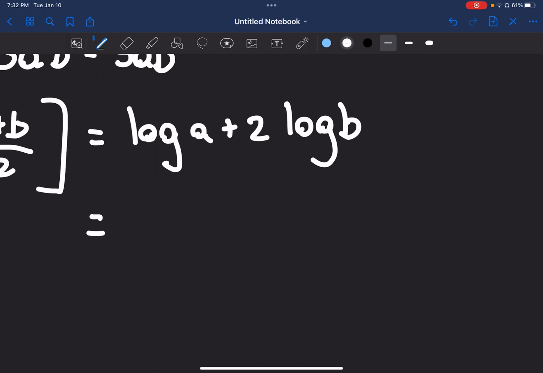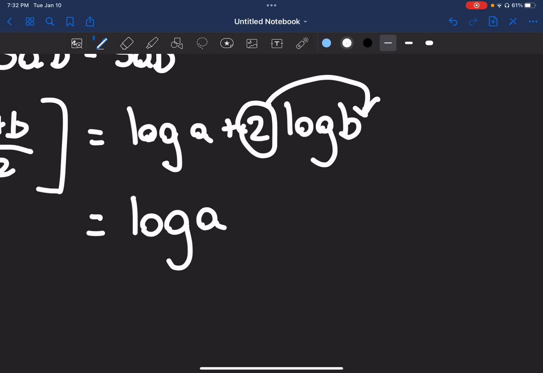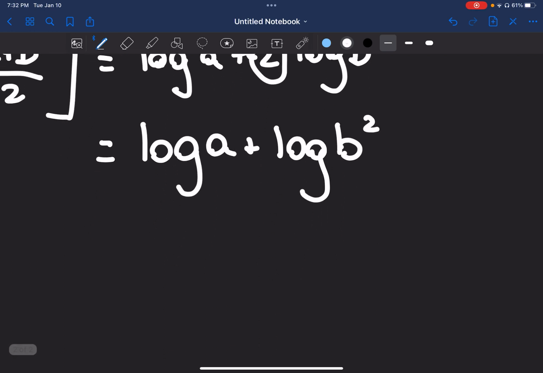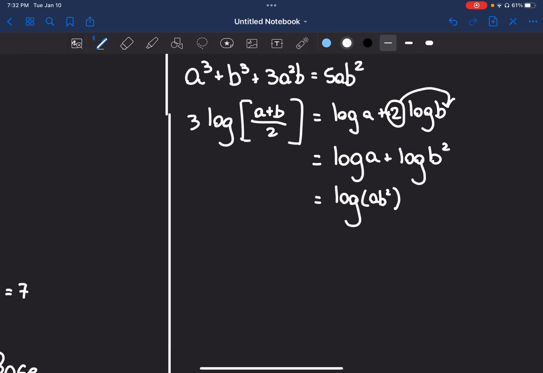So if we have the number in front here, that means we can just throw it over here. By now, these things should be becoming a little bit more intuitive to you, you should be seeing them instantly, plus log of b squared. And what we knew earlier is that if you have something being added, you can multiply them under the same log. This is equal to log of ab squared, just the b squared, okay?